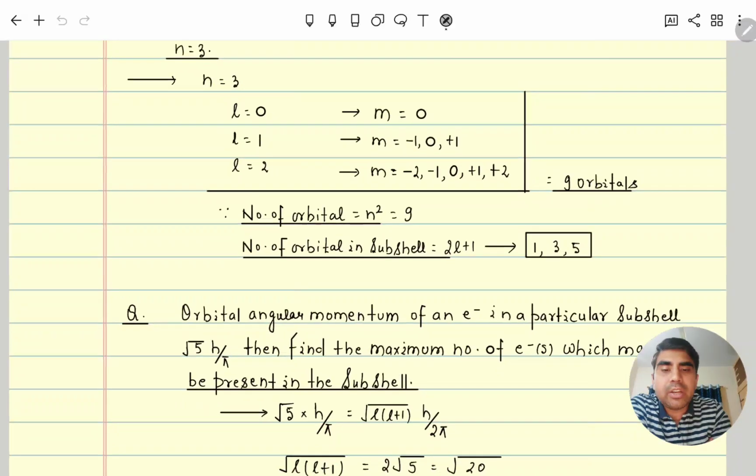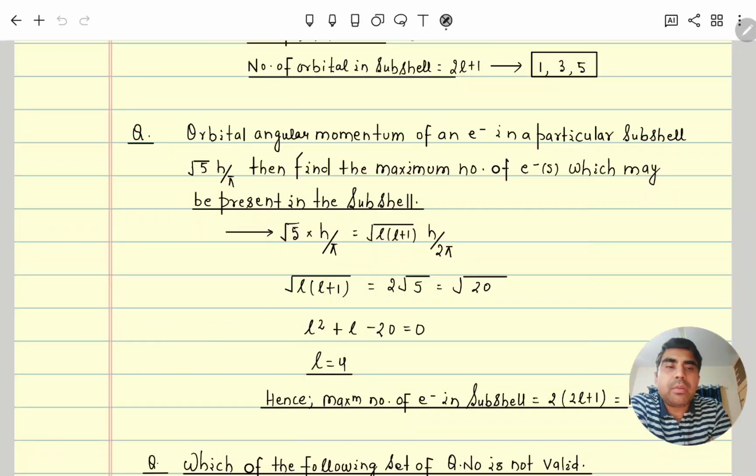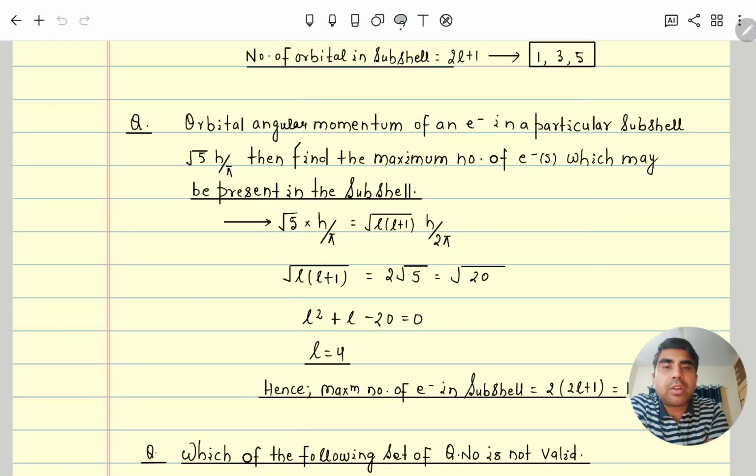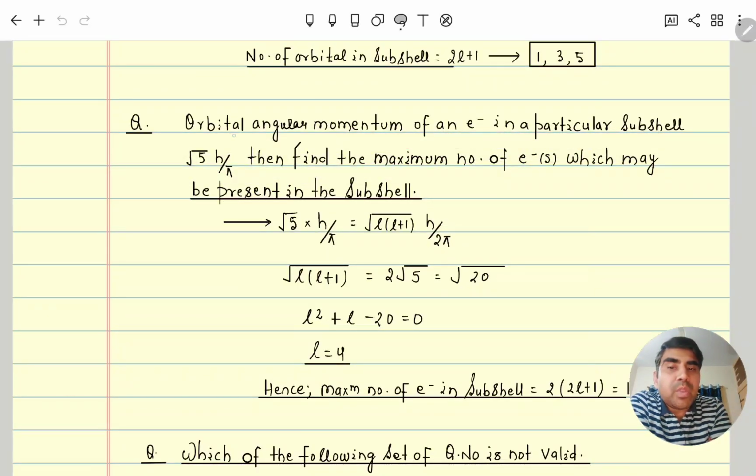Next, another question: the orbital angular momentum of an electron in a particular shell is under root 5 h by pi. Then find the maximum number of electrons which may be present in the subshell. So what is given? The orbital angular momentum. The orbital angular momentum formula we know is h by 2 pi under root L into L plus 1.